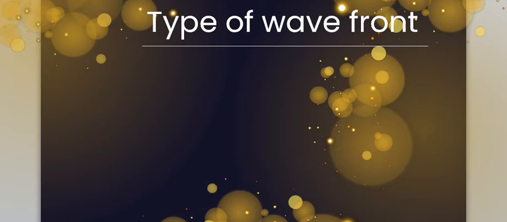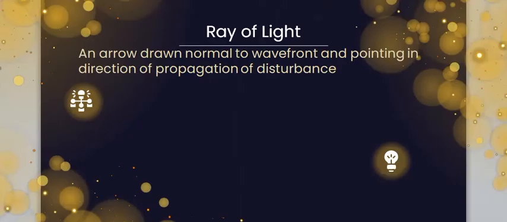Next we are dealing with the ray of light. Simply, an arrow drawn normal to the wavefront and pointing in the direction of light. We name that arrow a ray of light. Also, since the ray of light is normal to the wavefront, it is sometimes called the wave normal. So just see how my ray of light appears normal to the wavefronts.